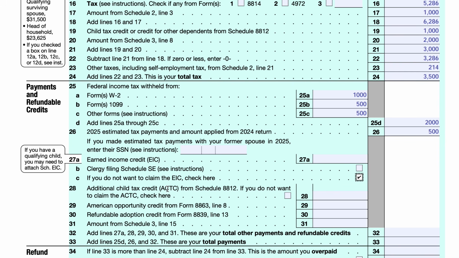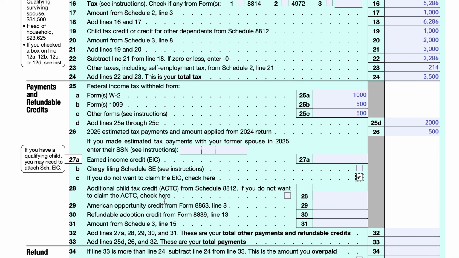Line 28 is the additional. So all of these are refundable tax credits. Basically, the reason they're here is because refundable tax credits can count as a tax payment, or if you start getting into refund territory, they can increase your refund. And as a result, they're highly scrutinized by the IRS. So be sure that you are actually eligible for the refund.